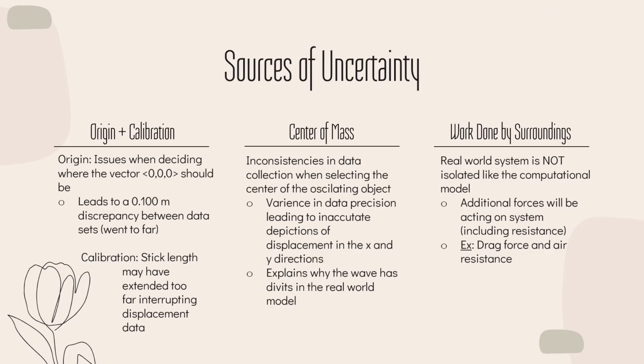These discrepancies may be due to certain sources of uncertainty, including the origin and calibration, mass, and work done by surroundings. Within Tracker, we may have had issues with the origin and calibration, leading to a 0.100 meter discrepancy between the data sets that were theoretical and experimental. With our mass, there may have been inconsistencies in data collection when selecting the center of the oscillating object, which would lead to variance in data precision when choosing places for displacement in the x and y directions. And then work done by surroundings I also already touched on a bit. The real world system is not isolated like a computational model, and there are additional forces acting on the system, including any sorts of air resistance or drag forces.